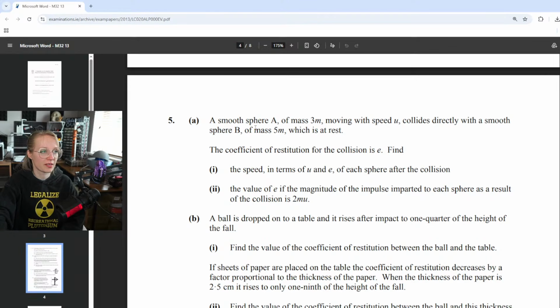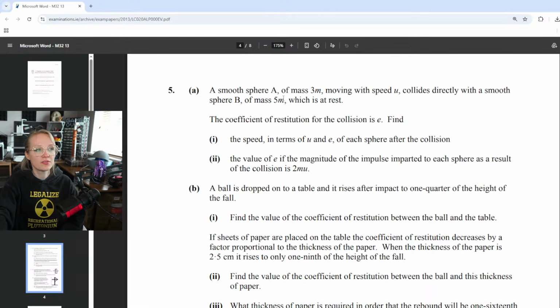I can show you a physics exam. Yeah, absolutely. A smooth sphere A of mass 3m moving with a speed u collides directly with a smooth sphere B of mass 5m, which is at rest. The coefficient of restitution for the collision... What the hell? I don't even use those terms. Find the speed in terms of u and e, and find the value of e if the magnitude of the impulse imparted to each sphere as a result of the collision is 2.